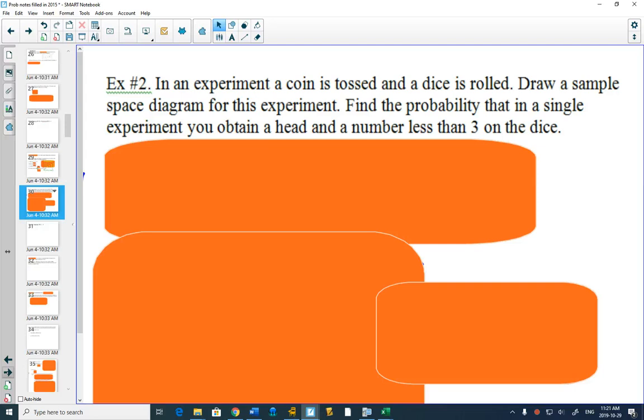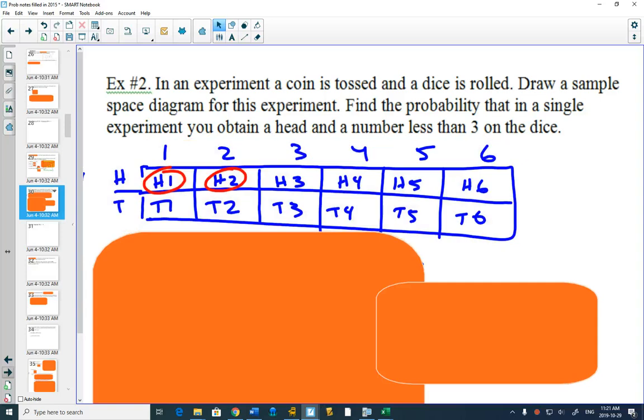In an experiment, a coin is tossed and a dice is rolled. Draw a sample space for this experiment, and then find the probability that on a single experiment you obtain a head and a number less than 3. So we could set up a chart for this. On one part, you have the numbers on the die. On the other, you have heads or tails.